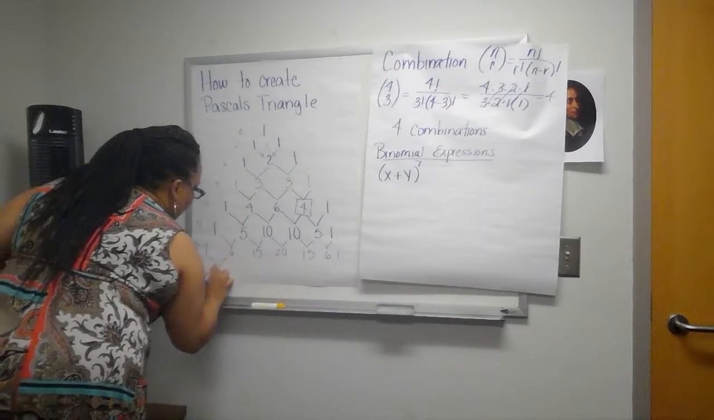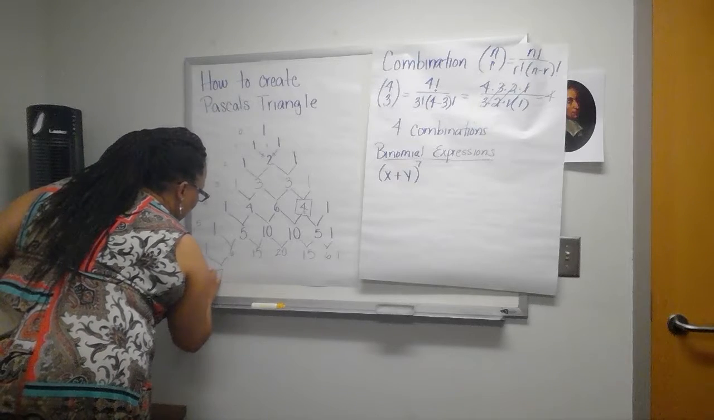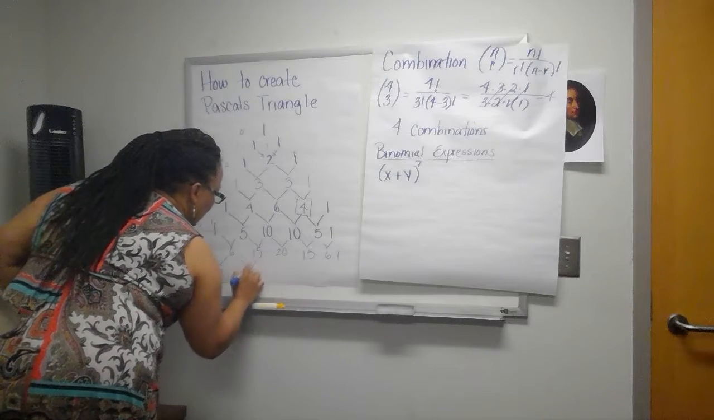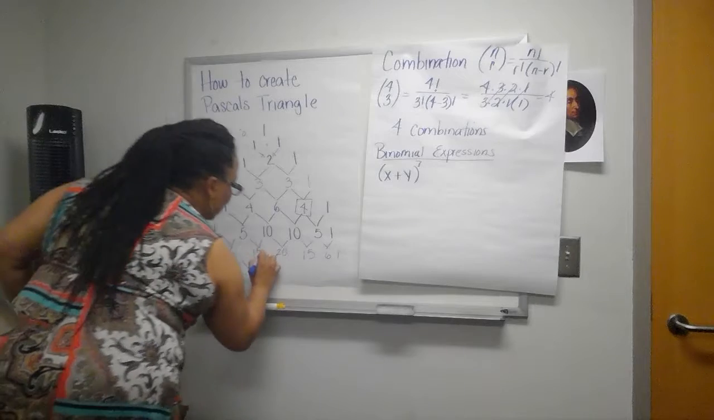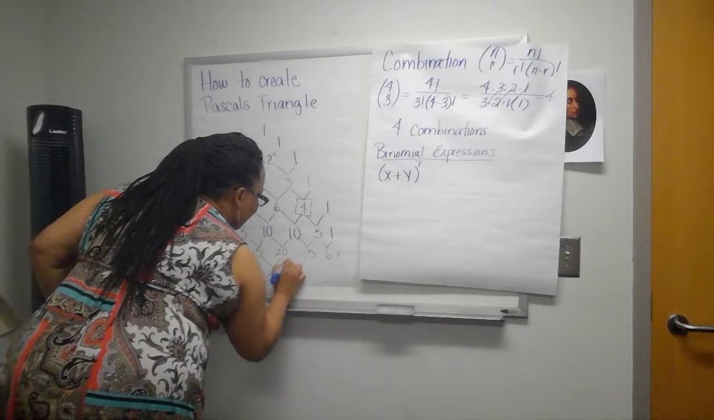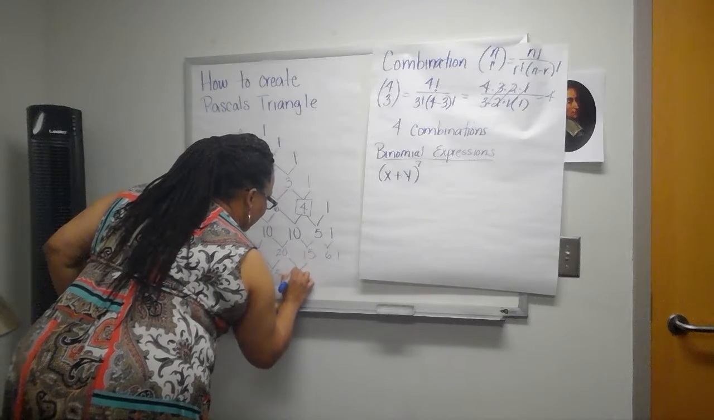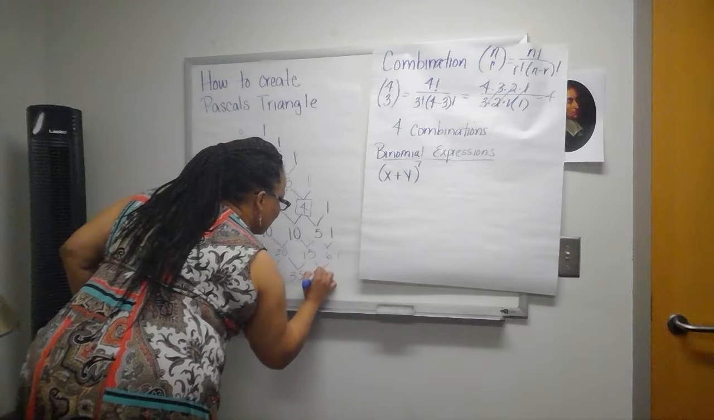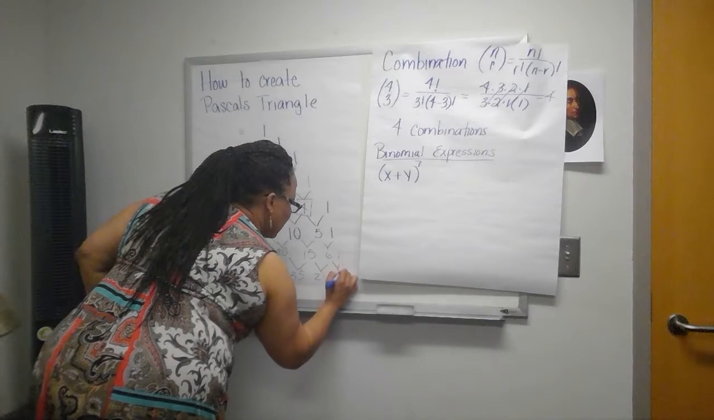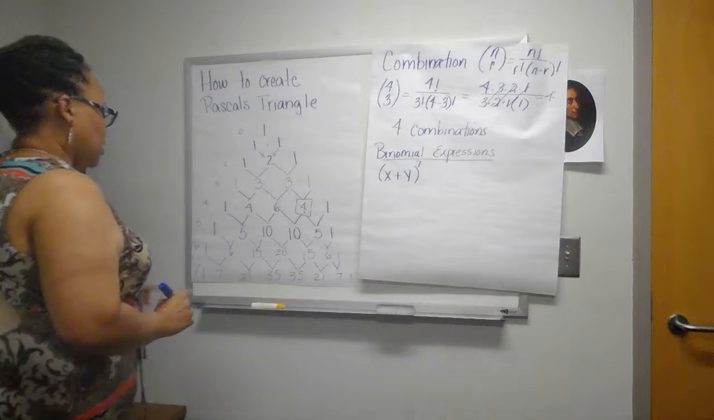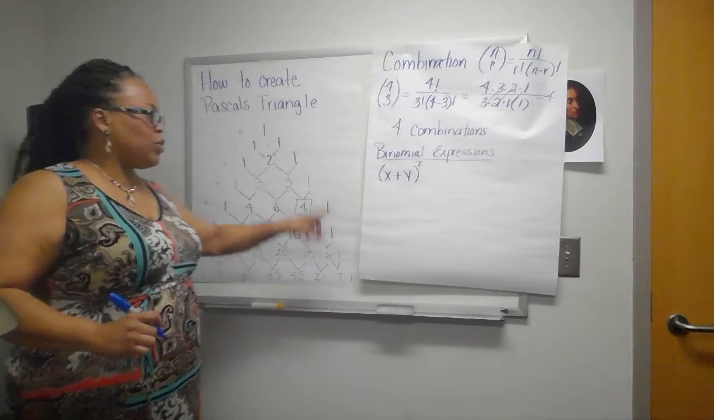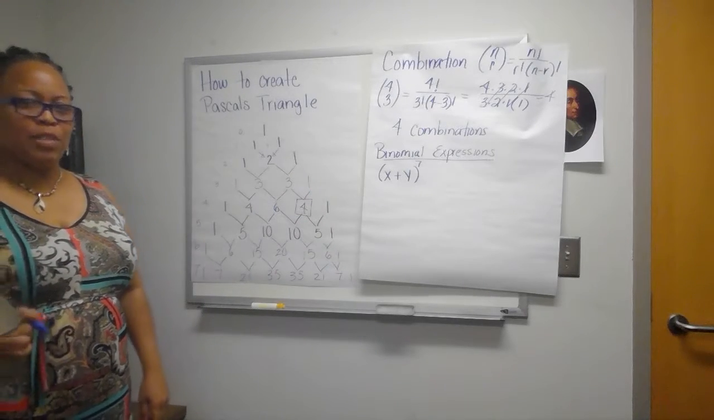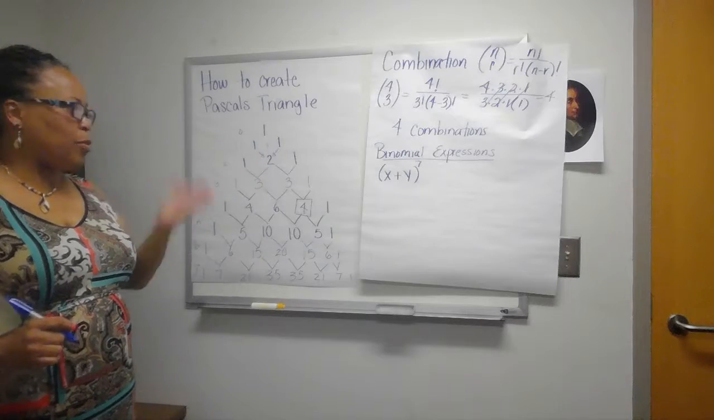And the 7th row would be 1, 7, 21, 35, 35, 21, 7, and 1. So this right here is going to be very, very specific when we need to do the binomial expressions.